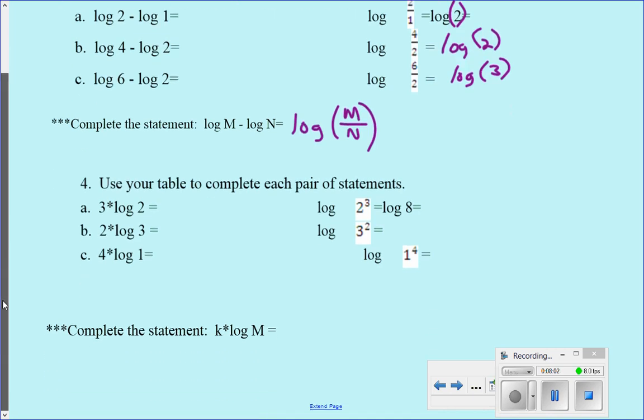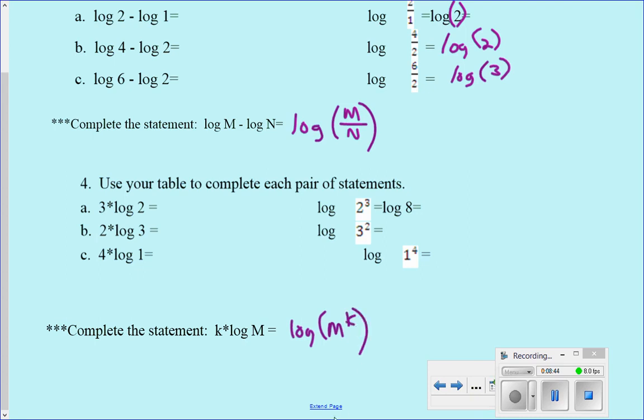And then the last section, same thing, 3 times the log of 2. And I'm not going to take time to fill these values in because you can use a calculator and type them in and get those. When you got that value, though, 2 cubed is 8. The log of 8, that value was the same as 3 times the log of 2. Same thing with the next one, 2 times the log of 3. Well, 3 squared is 9. The log of 9 was the same as 2 times the log of 3. And lastly, 4 times the log of 1 was the same thing as the log of 1 to the 4th, which is the log of 1. So you should have realized that k times log of m is equal to the log of m to the k power.